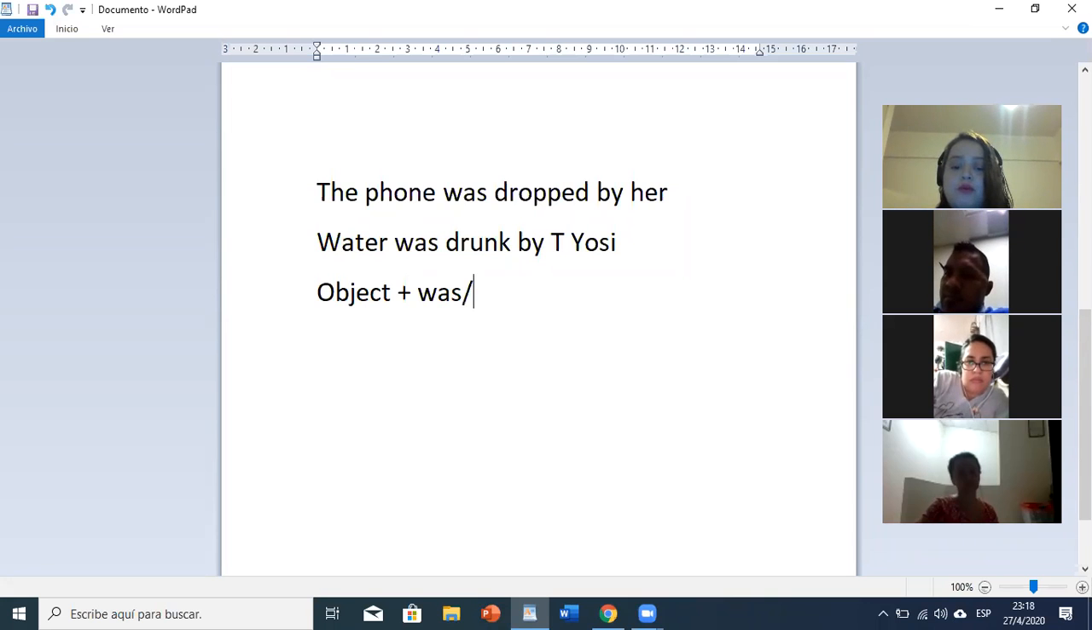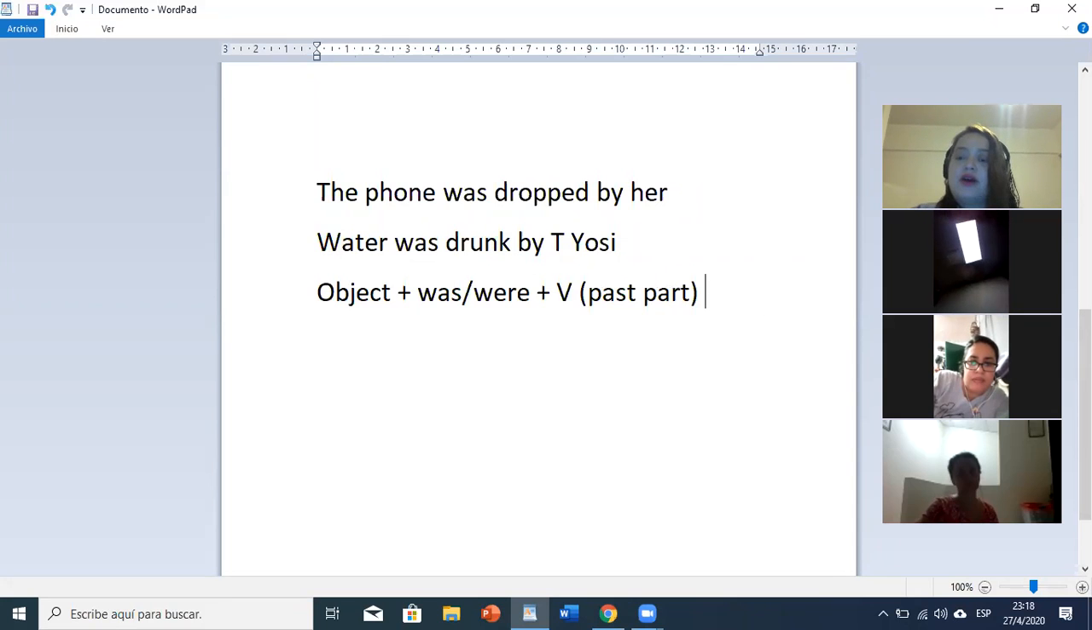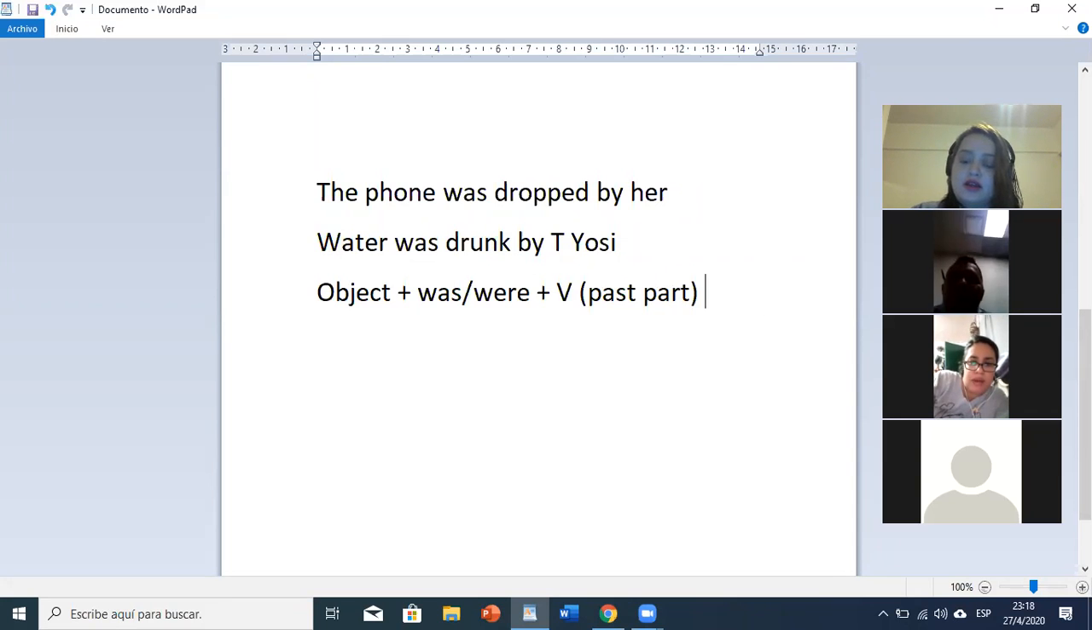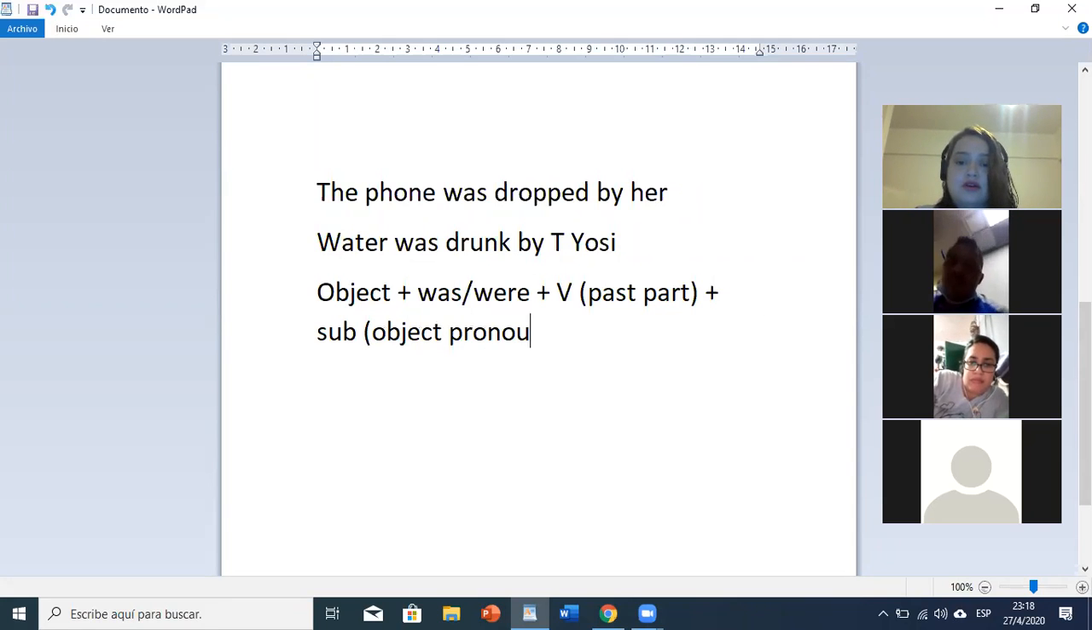So object plus was or were, plus the verb in past participle, very good. And finally, the subject. And if you want to say she or he, you have to use what? Object pronoun. Okay, that's the structure.